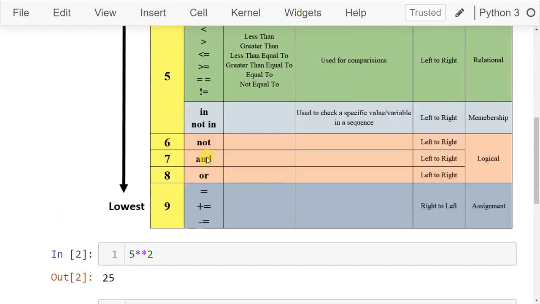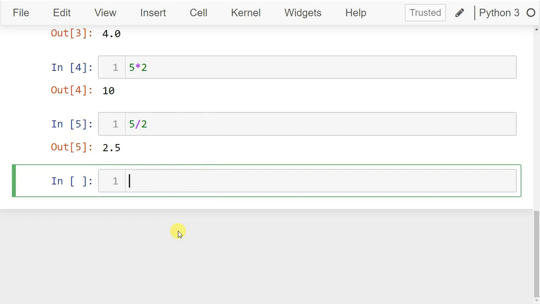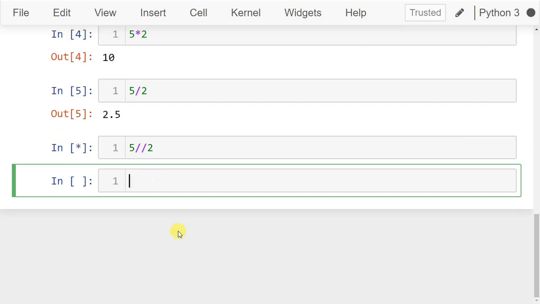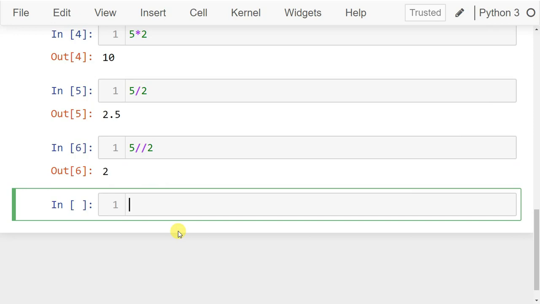And after that, we have floor division. Now what is a floor division? Floor division is used to remove the decimal part of the result. In other words, it will only give you the integer value and the decimal part will be removed.